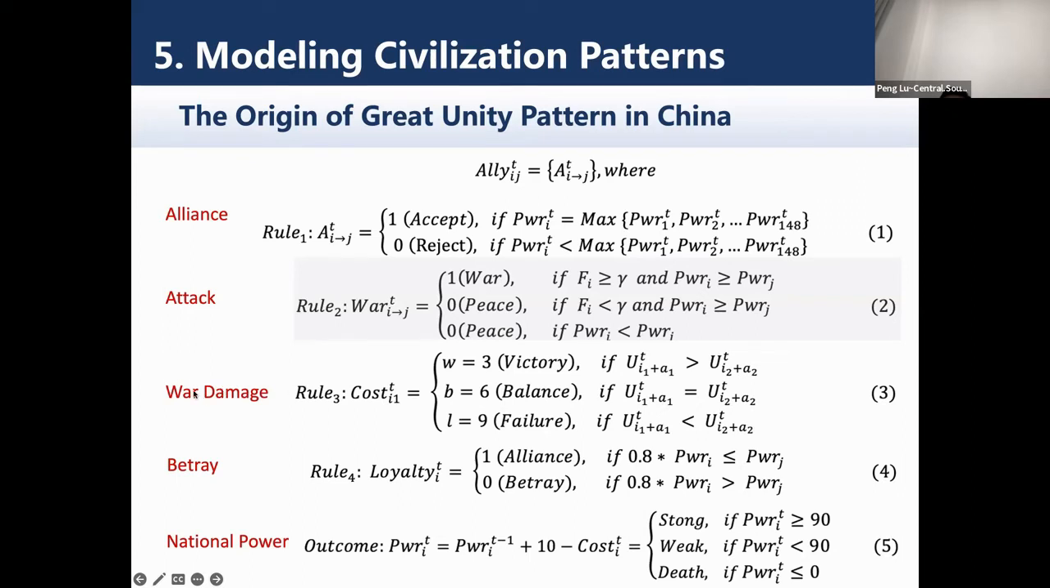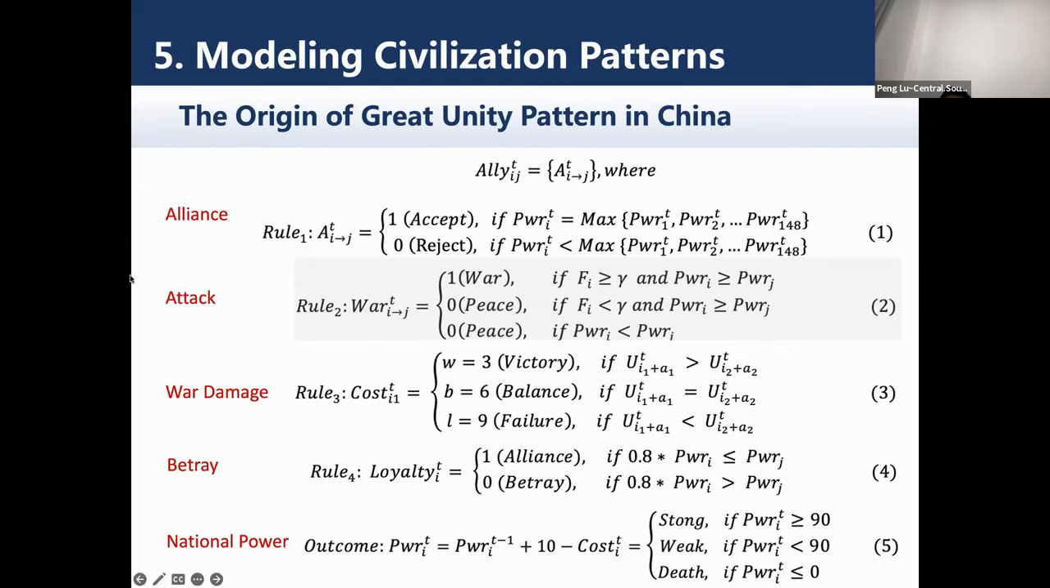The third rule is the outcome. If you fail, you will lose nine units of blood, such as wealth. The fourth rule is betrayal. If your alliance group always fails, you have to change to another alliance group.